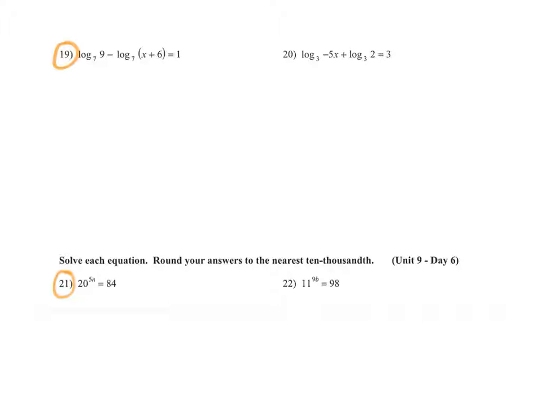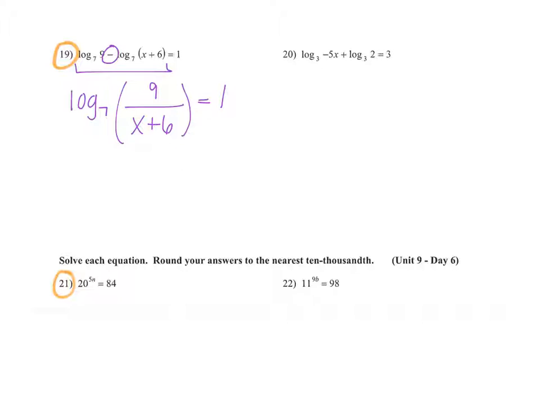Number 19 is the same type of problem, except it's not multiple choice. But I do see a minus sign here. Minus, remember, changes to division. So when we condense this left-hand side, we now have division. Log base 7 with division. 9 goes on top because it comes first. X plus 6 goes on the bottom because it comes second. Still equal to 1.